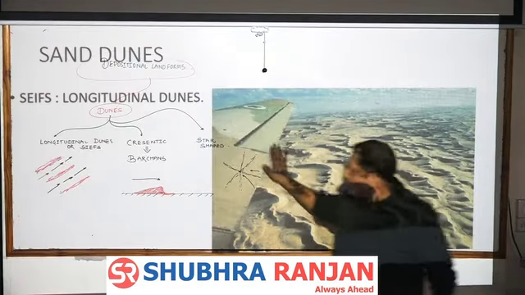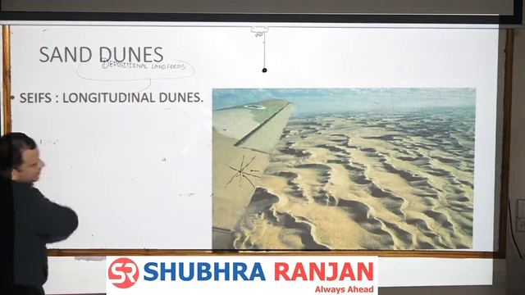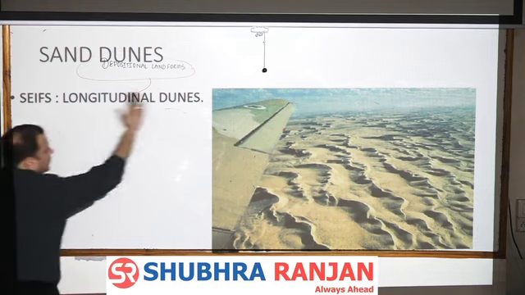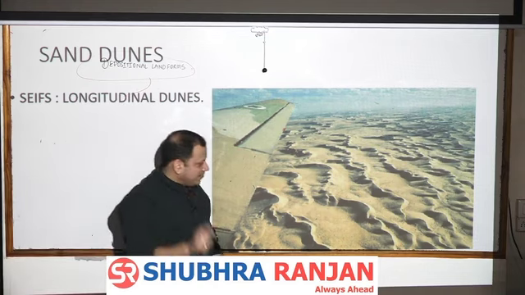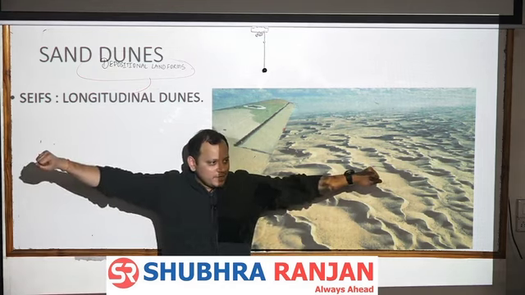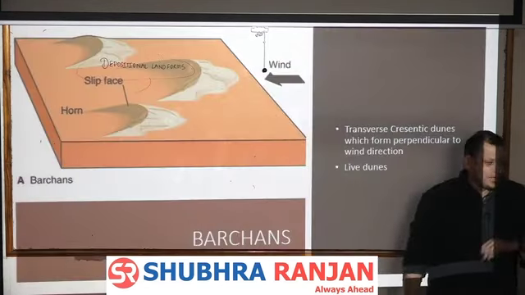So what is this dune? Seif or longitudinal dune. क्यों नाम है सीफ और longitudinal dune? Because सीफ का मतलब है तलवार. So long like a sword. Because उसकी बाद में की जो dune है, it is more like a moon.